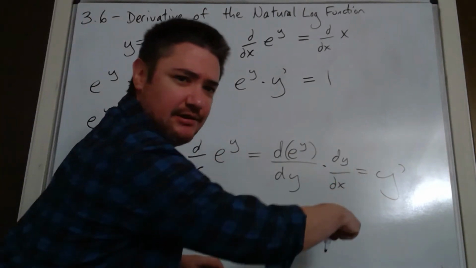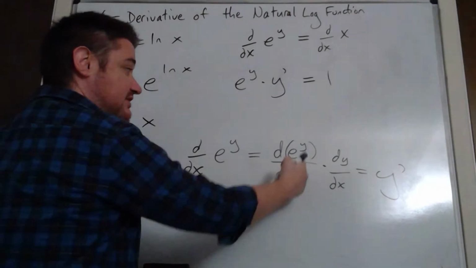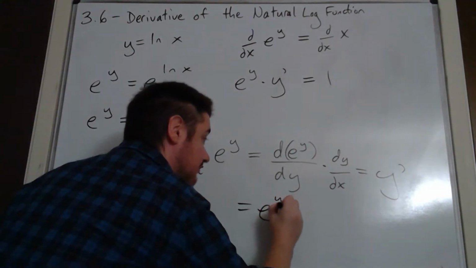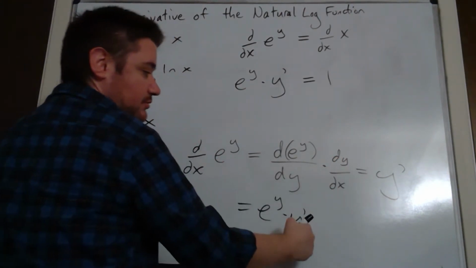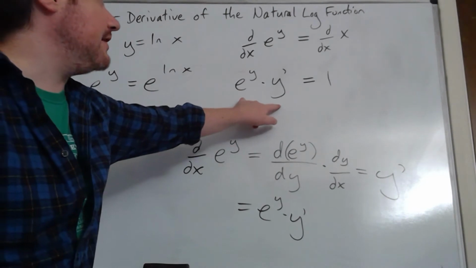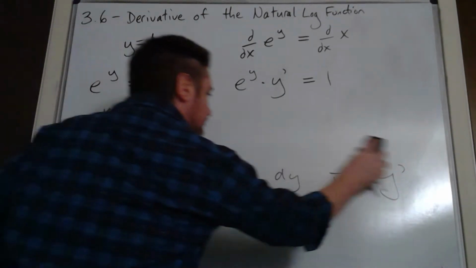Just to clean that up under here, the derivative with respect to y of e to the y is e to the y, and then multiply by that derivative of y with respect to x, which we're calling y prime, and so that's what we've got right there. All right. So where is this getting us?